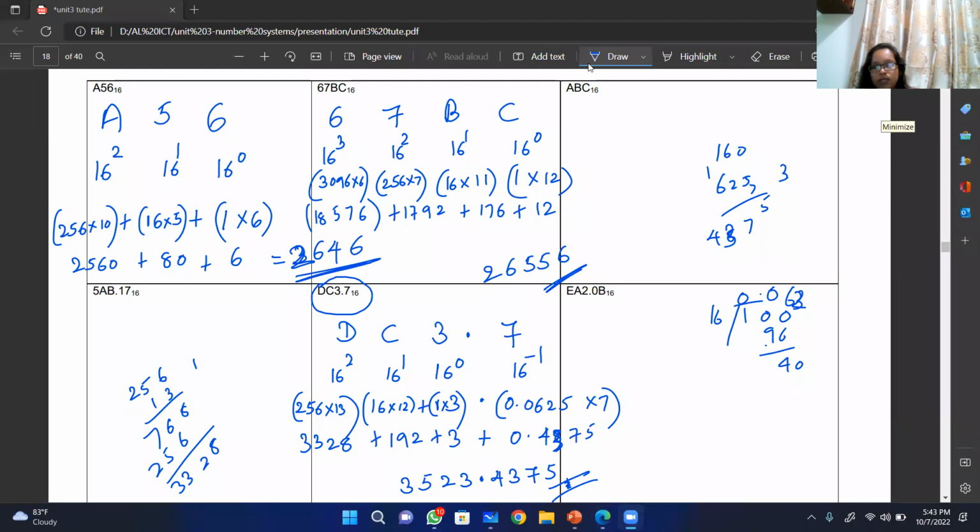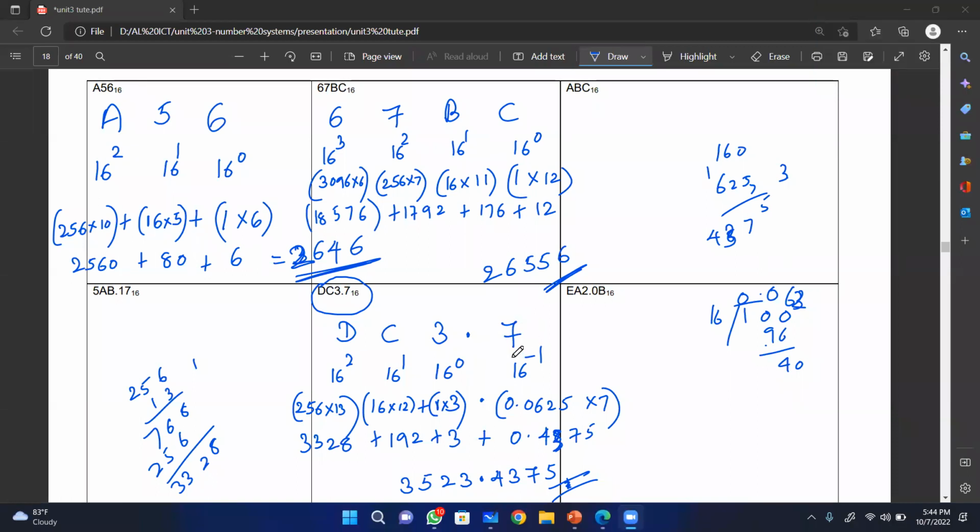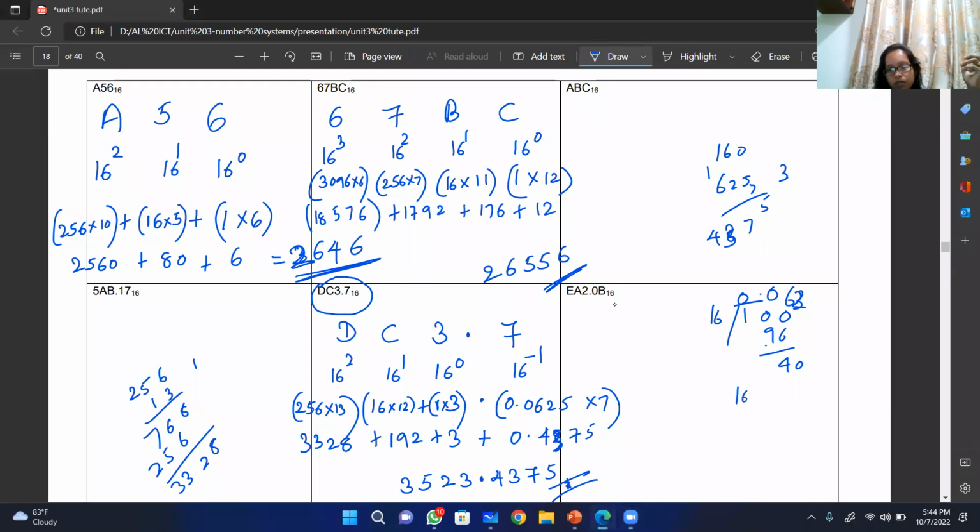How to do the decimal place. Rahik, did you get the point how to do the decimal point? Yes, teacher. Here you are having 2 decimal places, so you have to take one more place like 16 to the power minus 2. That is 16 to the power minus 2, which is 1/256. You have to do the calculation and simplify it.